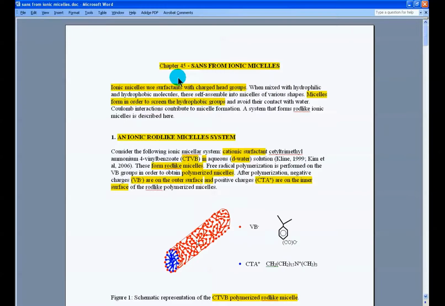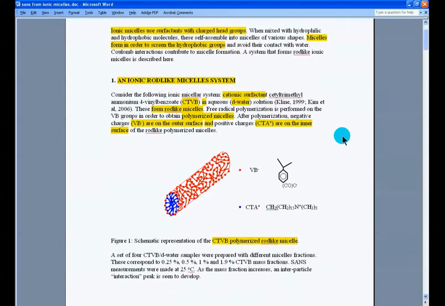This is chapter 45, SANS from ionic micelles, in other words charged micelles. Ionic micelles use surfactants with charged head groups. Micelles form in order to screen the hydrophobic groups on the surfactant tail.